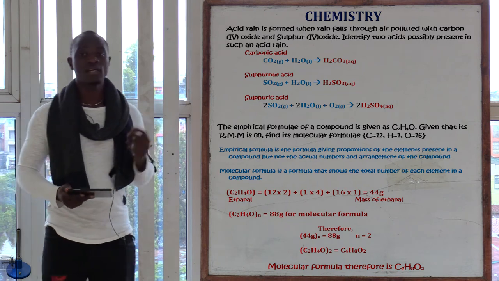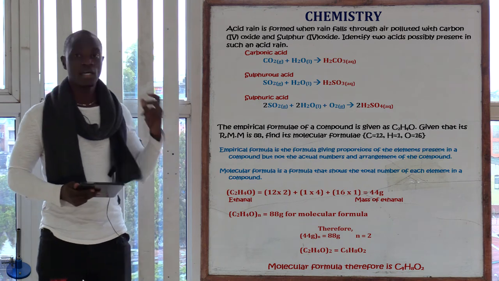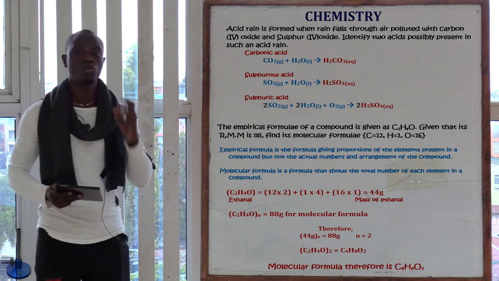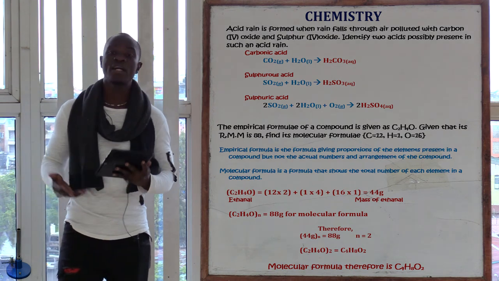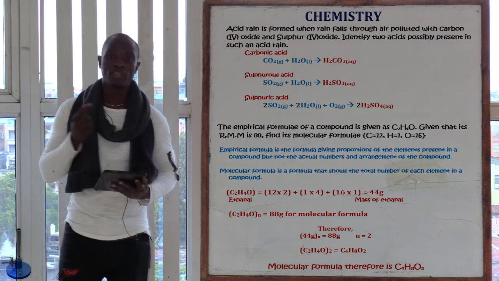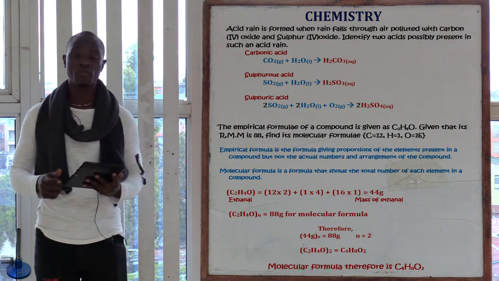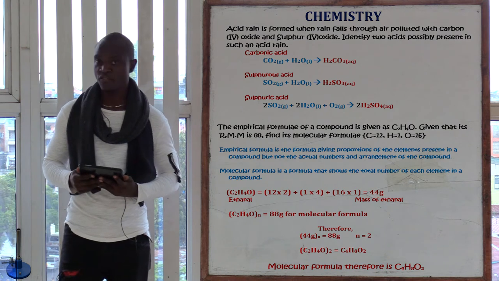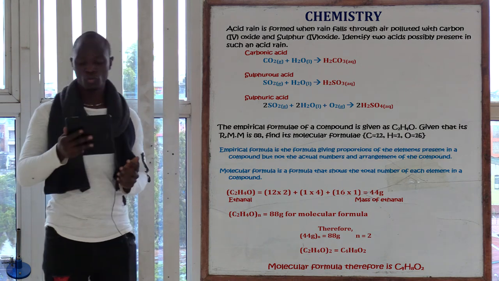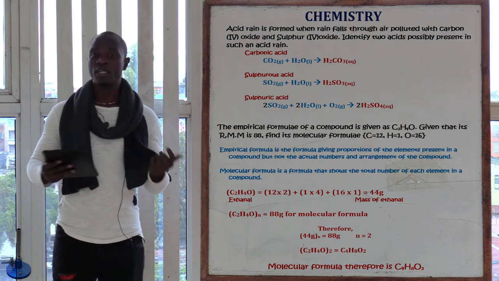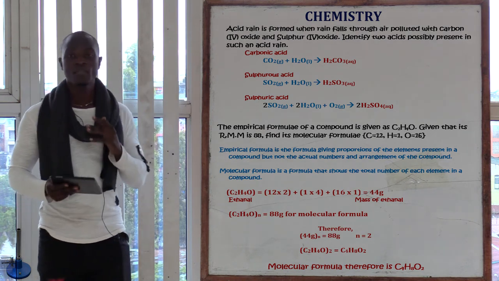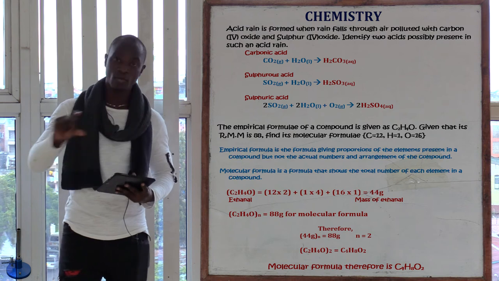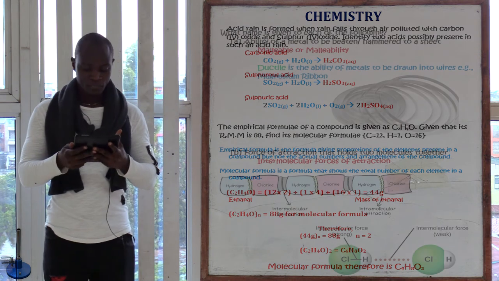So the correct answer here is C4H8O2. So that is what the question was asking. The question was asking, find the molecular formula. So the molecular formula is C4H8O2. So it's as simple as that. If you have been given the molecular formula, you have the empirical formula, just follow that method and you're going to get now the molecular formula itself.